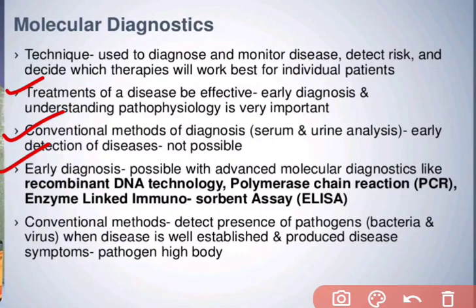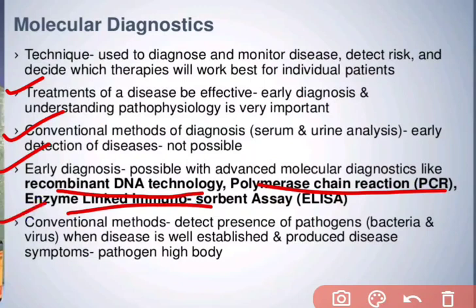So, early diagnosis of a disease should be done so that the disease can be cured with proper treatment. Suppose we diagnose the disease at the last stage, then whatever treatment you give, the patient cannot be cured, or we can say the disease cannot be cured. So, what are the procedures for this early detection? One is recombinant DNA technology, polymerase chain reaction, enzyme linked immunosorbent assay, ELISA. One by one, we'll discuss those.